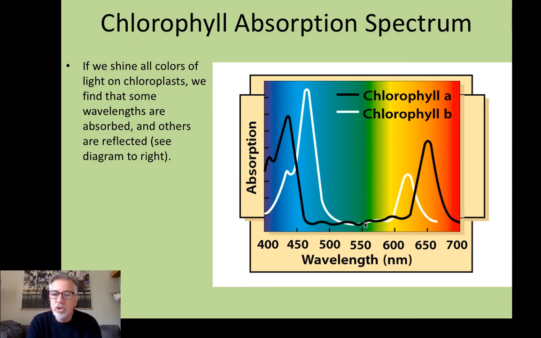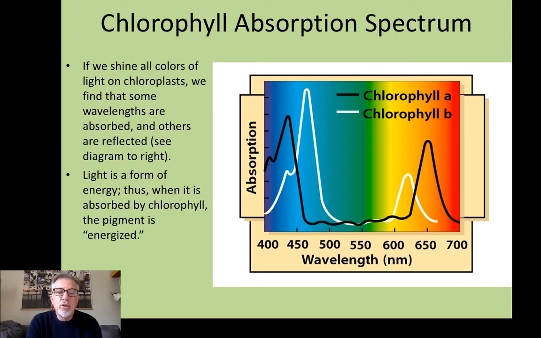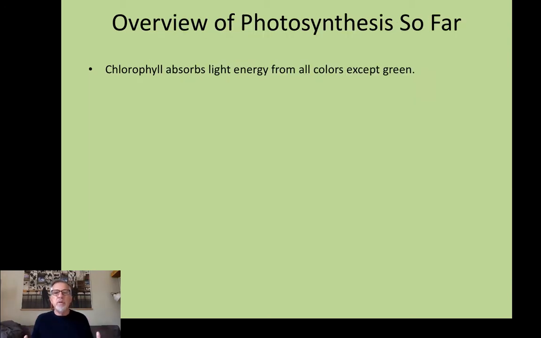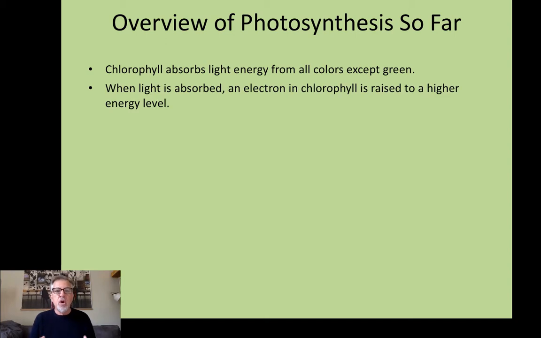So that goes through the leaf or is reflected by the leaf, and that's what we see. Chlorophyll has this amazing ability that when it absorbs light, the pigment becomes energized. So, our overview of photosynthesis so far is as follows. Chlorophyll absorbs light energy from all colors except green. When light is absorbed, an electron in the chlorophyll is raised to a higher energy level.